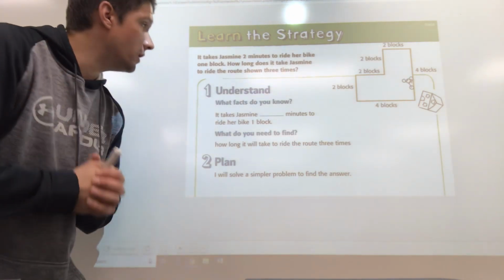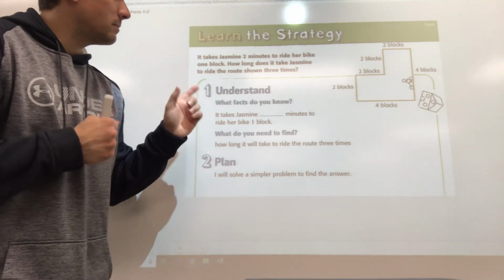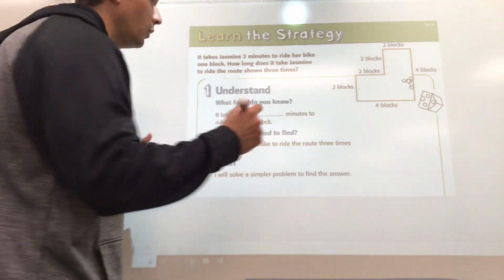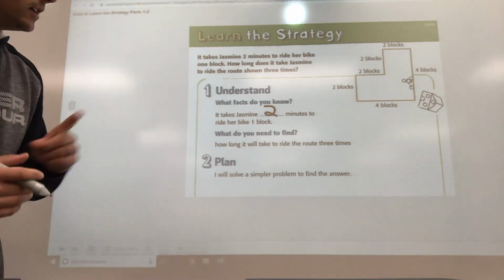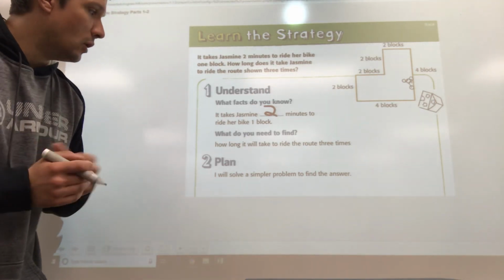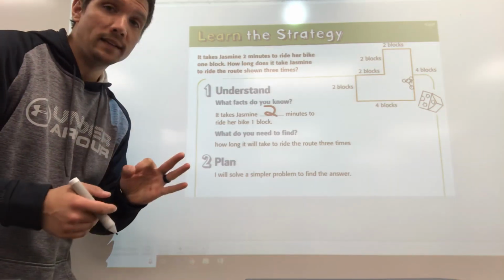So step number 1, it says understand. What facts do you know? It takes Jasmine blank minutes to ride her bike 1 block. So we know that it takes her 2 minutes to ride just 1 block. It then says, what do you need to find? We need to find how long it will take to ride the route 3 times.